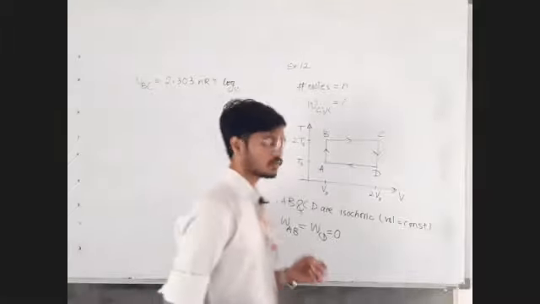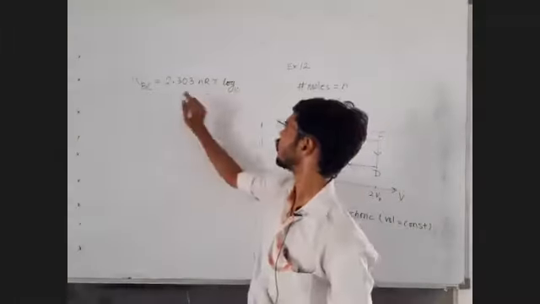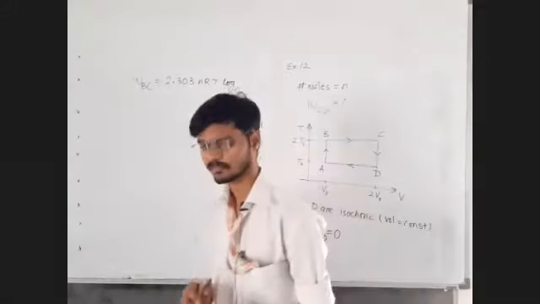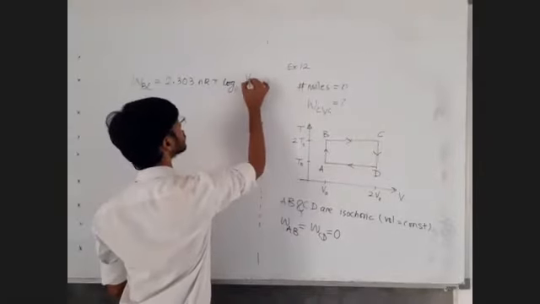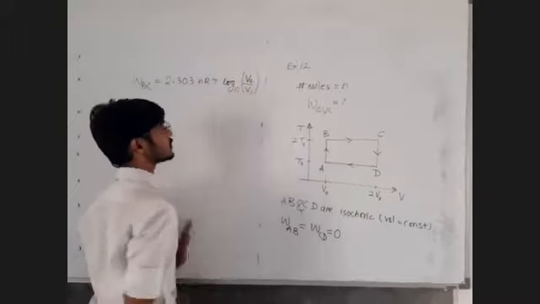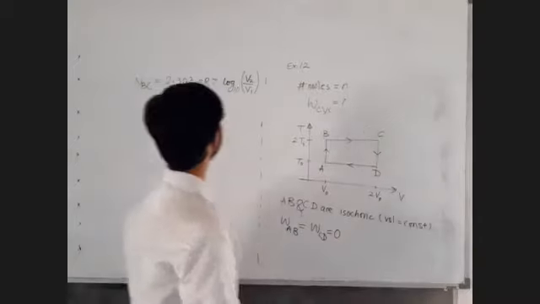So there also you will get the same answer, but the only thing is for work done you will use the formula as minus 2.303 nRT log to the base 10 V2 upon V1 or P1 upon P2. V2 upon V1 basically means final upon initial volume, okay?